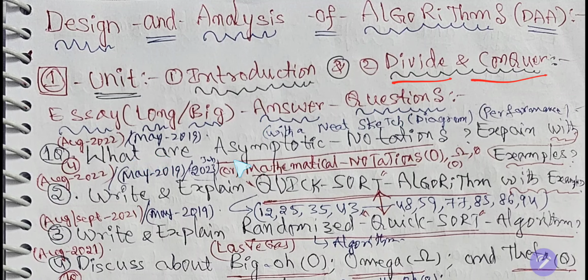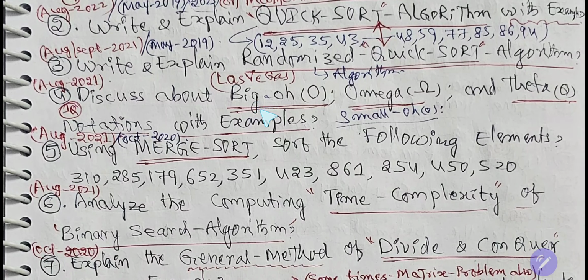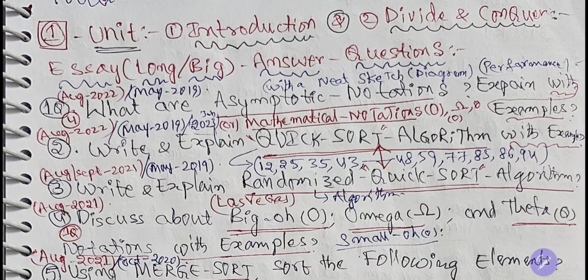What are asymptotic and symbolic notations, or you will get in your question paper as mathematical notations, or directly you will get like big O notation, omega notation and theta notation. These are types of notations, right? That you will get. This question was asked in August 2022 and also May 2019 paper, right?